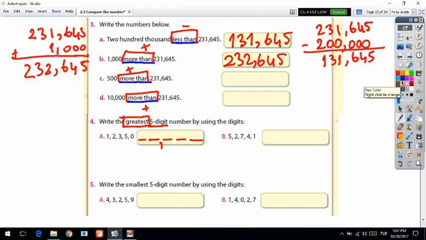First of all, I have the digits 1, 2, 3, 4, 5. First, I need to start from the 5, right? Yes, 5 is bigger, because of that your number is getting bigger and bigger. 5, then 3, I am writing here, then 2, then 1, then lastly 0. Your answer must be 53,210.